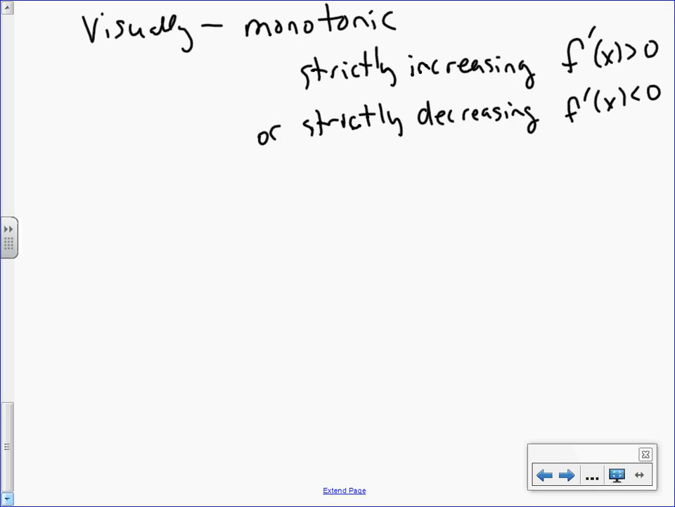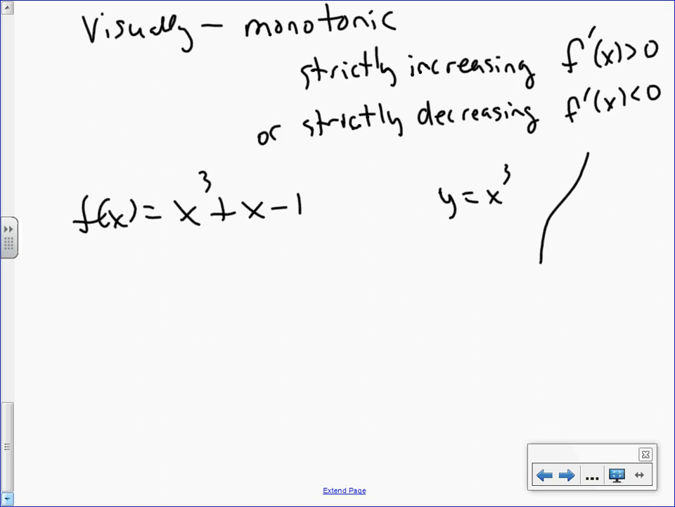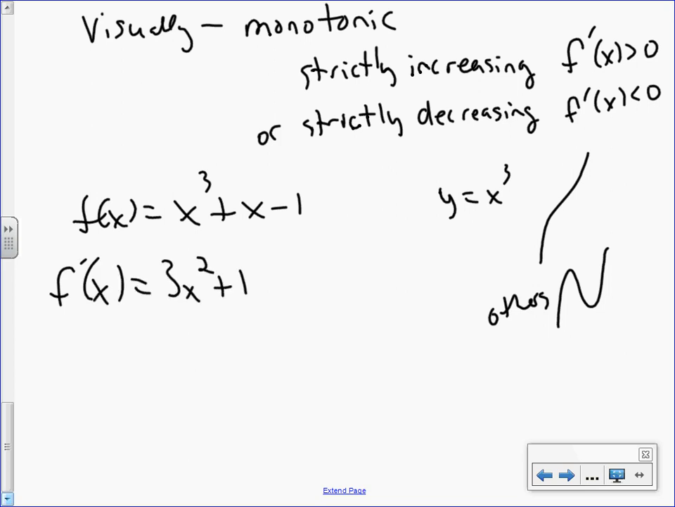And that looks like this. You remember about cubic functions. The basic cubic function, y equals x cubed, looked like this. Do you remember that? But then a whole bunch of other ones bounced around like this. Okay, and it can be kind of hard to tell when you just look at the function. So we're going to use calculus to tell what this thing does. f prime of x equals 3x squared plus 1.